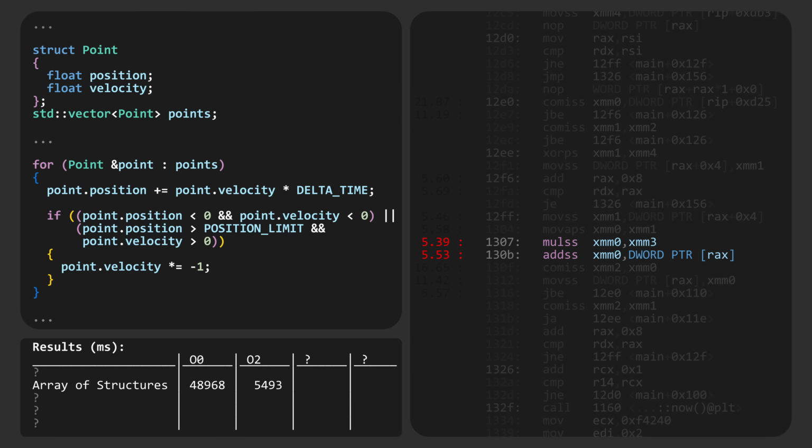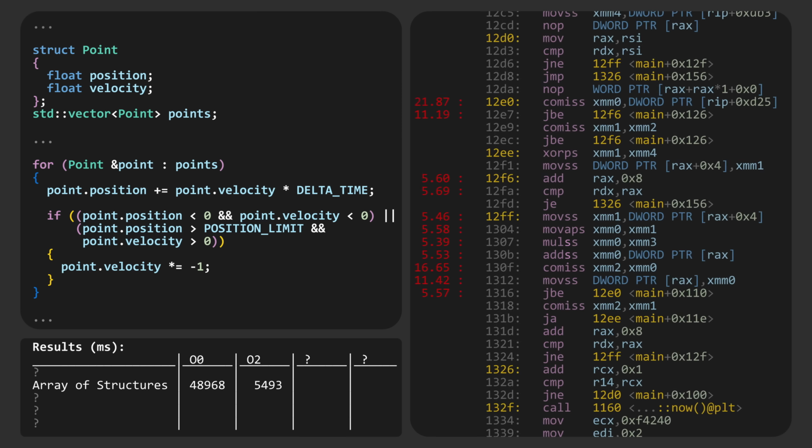Interestingly, they are SSE instructions, as compilers often assume at least SSE2 support for 64-bit x86 code, but they are the scalar variants as denoted by the first S in the SS suffix, so we're still only processing one point at a time.